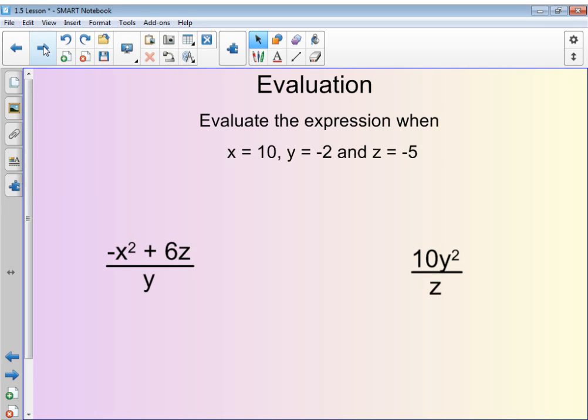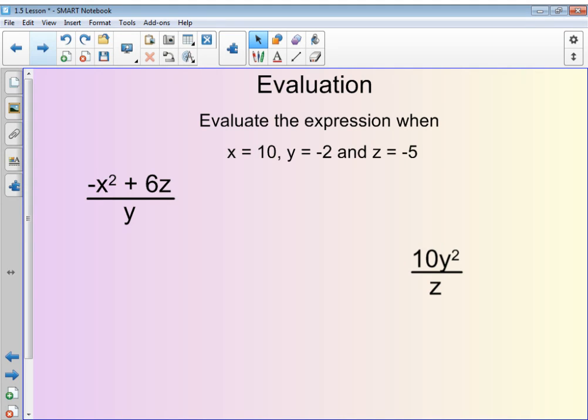Okay, the last part of lesson 5 is working with evaluation. And once again, evaluation is one of those things that kids struggle with because of that whole substitution process. Okay, so I'm going to slide this up just so that it's more at my level of writing. Remember, when you evaluate, you substitute in, and then you follow your order of operations.